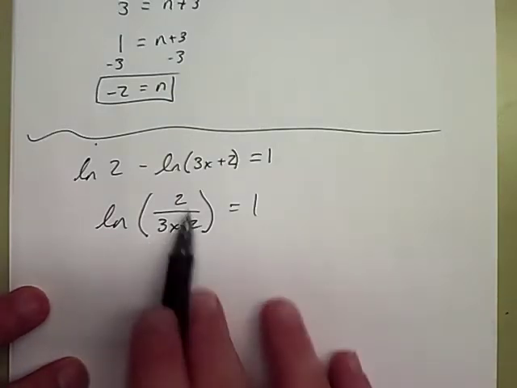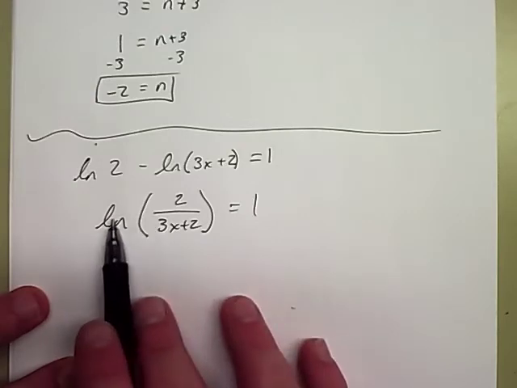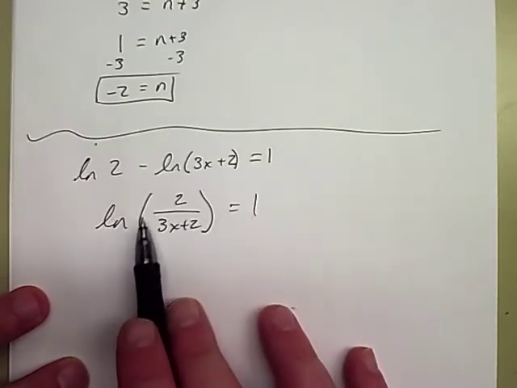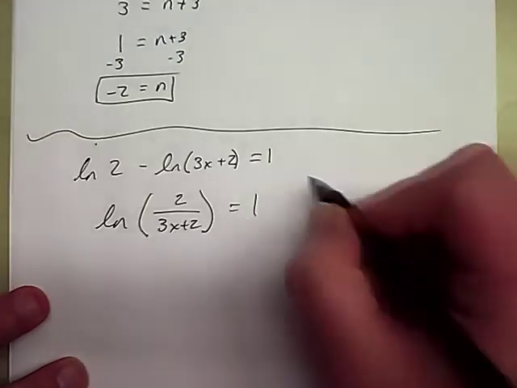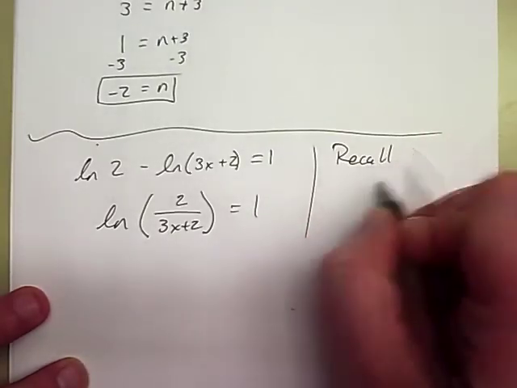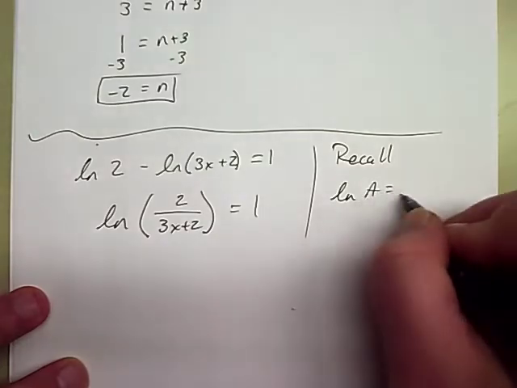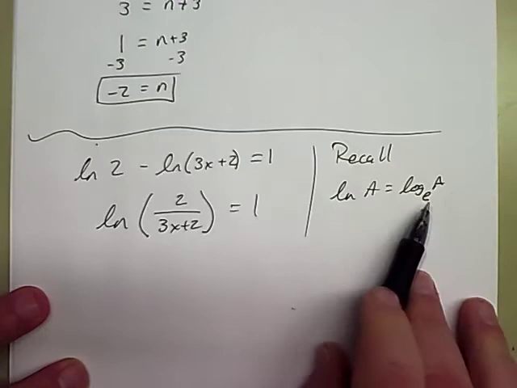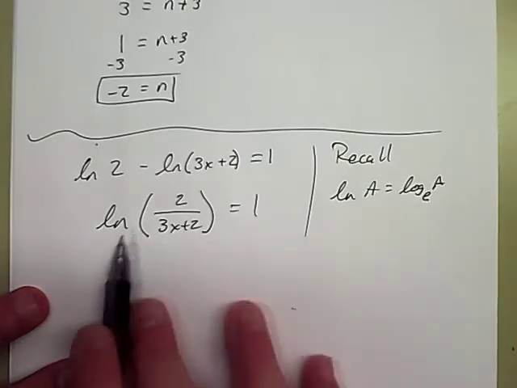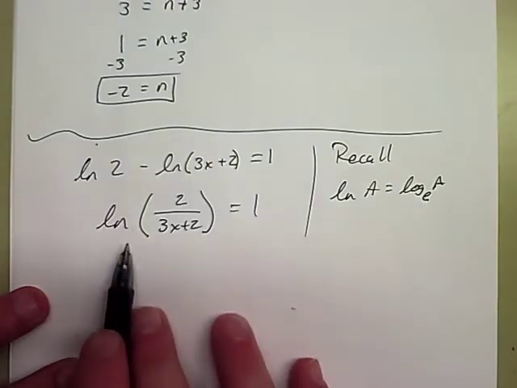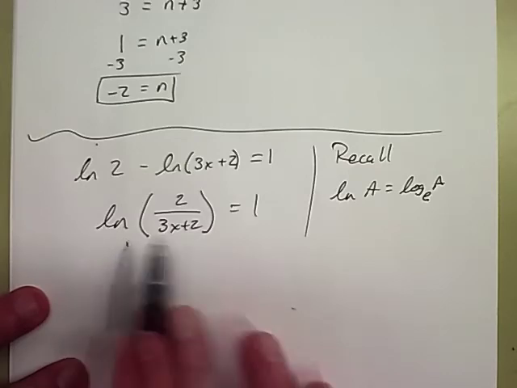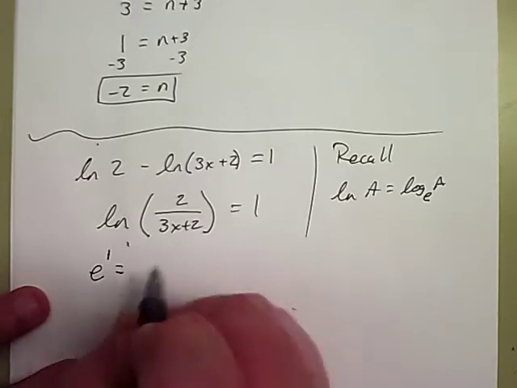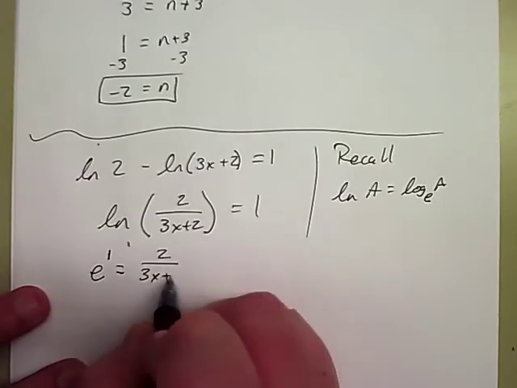Now I want to convert. I have one logarithm by itself equal to a number, so I'm going to convert from logarithmic to exponential form. And recall that the natural log of something is really log base e. So even though it's not written, the natural log implies that it's base e. So e to the first power is going to equal all of this. So e raised to the first power is equal to 2 over 3x plus 2.